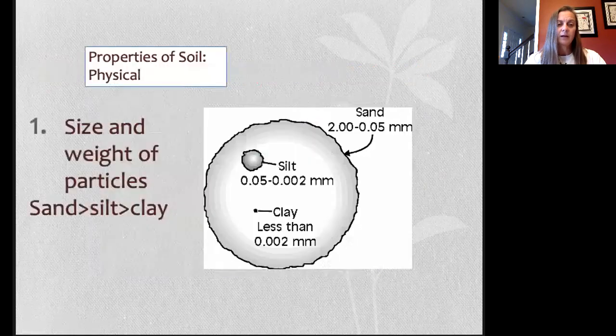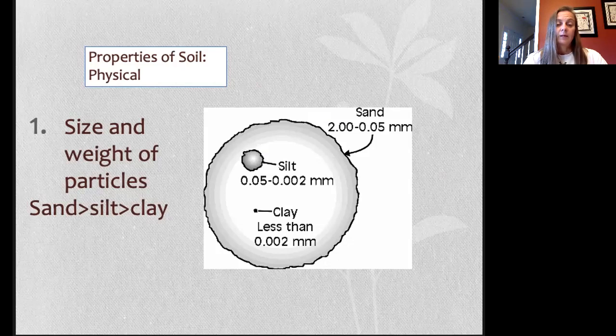Okay, so let's talk about the physical properties of soil. We generally talk about 3 different types of particles that make up soil, and those are sand, silt, and clay. Sand is by far the largest particle. Silt is the medium-sized particle, and clay is the very smallest particle.